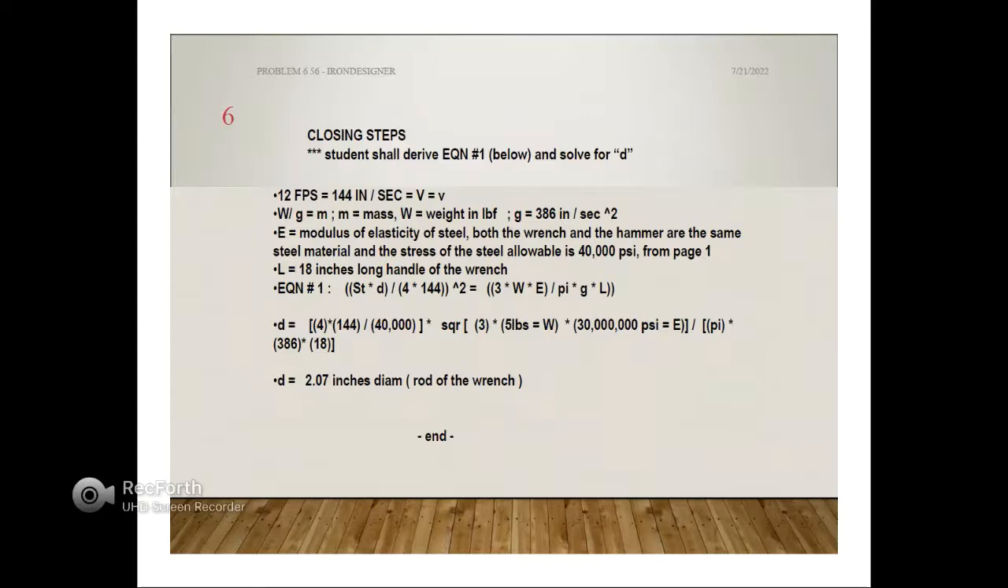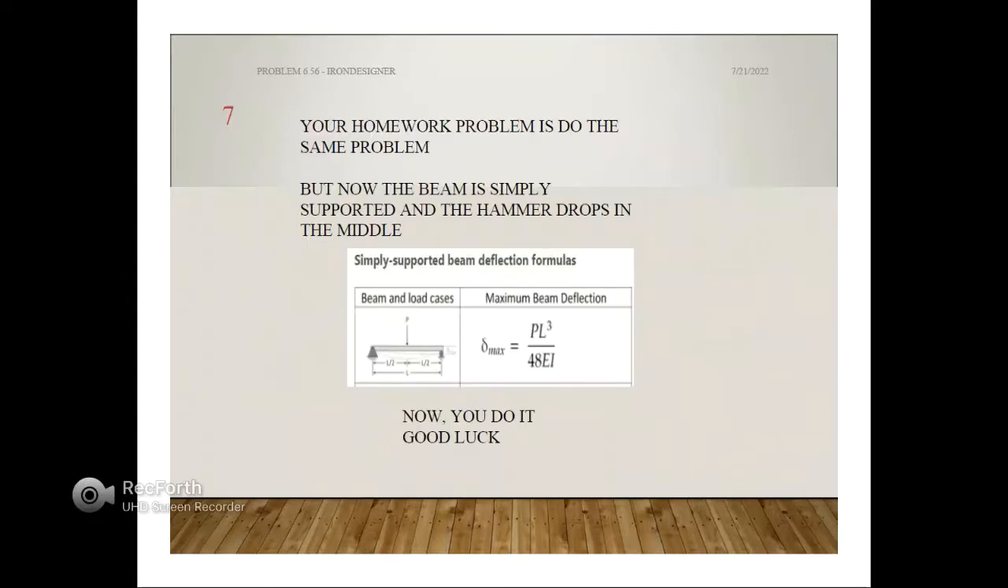In closing, the closing steps are repeating the basic information of the velocity of 12 feet per second and the allowable stress of 40,000 psi. We've given equation 1 again, and computing the values, you get a diameter of 2.07 inches diameter rod of the wrench.